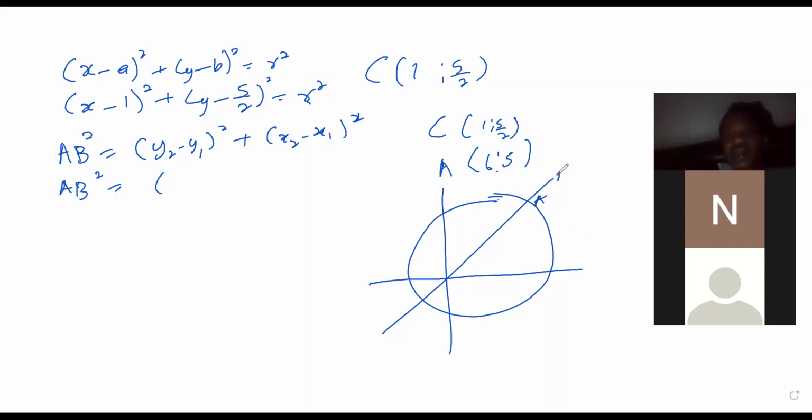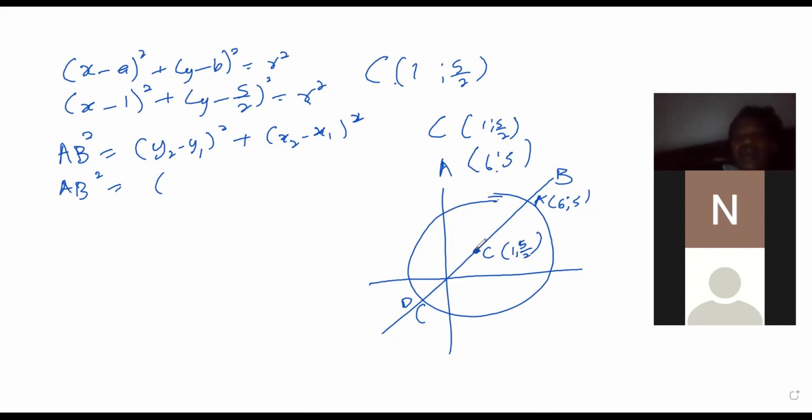Okay, this was A, this was D, 6 and 5. This was the center C. We found the values to be 1 and 5 over 2. D, this is what? D. Then that one at the top is B. This was B.